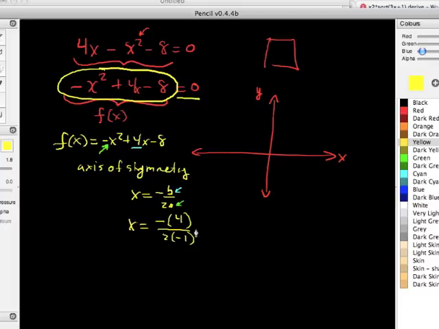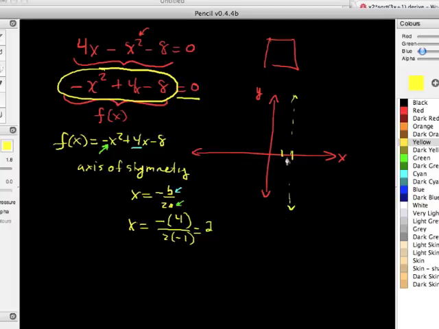So how is this going to help us? Well, let's see. Negative 4 divided by negative 2 is 2. So we go over here to x is equal to 2, and we have our axis of symmetry. Does that help us much? It's going to, because we have our vertex on that line. So this line is where x equals 2.